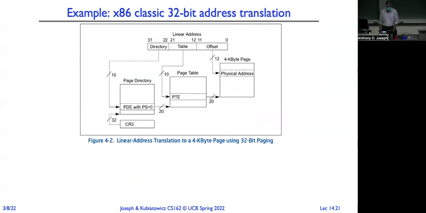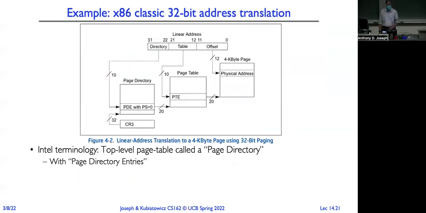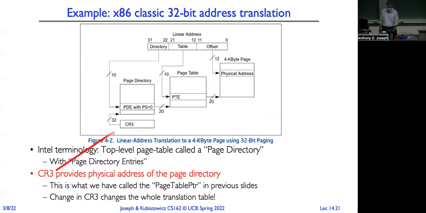So here's an example of 32-bit address translation on x86. Their terminology is the top-level directory is called a page directory, and it has page directory entries, PDEs, instead of PTEs. And this base register, CR3, provides the physical address of that page directory. We take our top bits, we use that as an index into that to get our PDE. That gives us the physical page number of our page table, our second level table. We use the next 10 bits to index into that. That gives us our physical 4K page, and we use our offset to get the physical address.